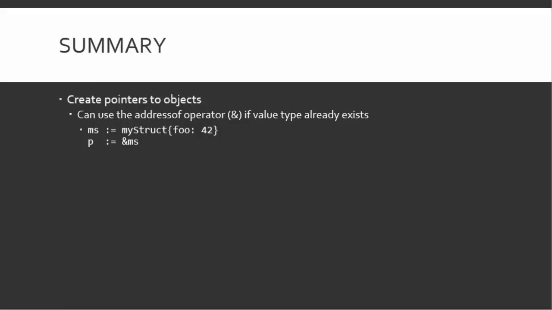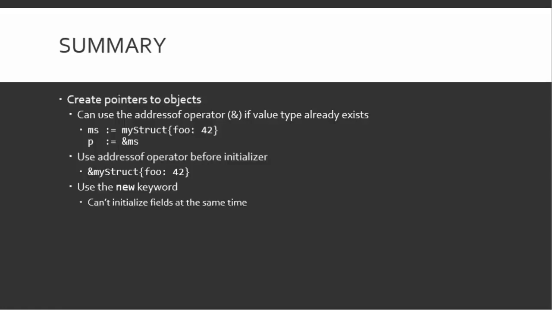So the first thing that we could do is use that address-of operator to get access to a pointer to an object that we've already created. So in this example, we've got an instance of a myStruct object called ms, and then we can use that address-of operator to create a pointer p to that struct. But we can also do that directly. So if we precede an object initializer with that address-of operator, then we can actually directly create a pointer, and we don't have to have an intermediate variable that's holding that value.